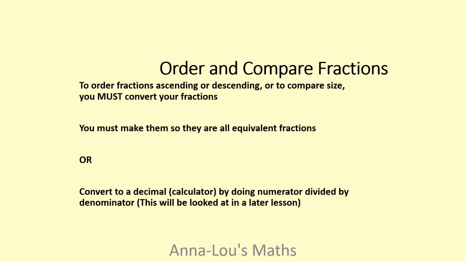This is the skill we need when we're ordering and comparing fractions. There's 2 ways to order and compare fractions. 1, make them all equivalent fractions, or 2, convert them all to decimals. We'll look at this in a later lesson. We also need to understand some of the terminology we might be used. Ascending is small to big, and descending is big to small. So if I'm asked to order fractions in an ascending order, first thing I need to do is convert them to equivalent fractions, then put them in order small to big. Descending, biggest to smallest.